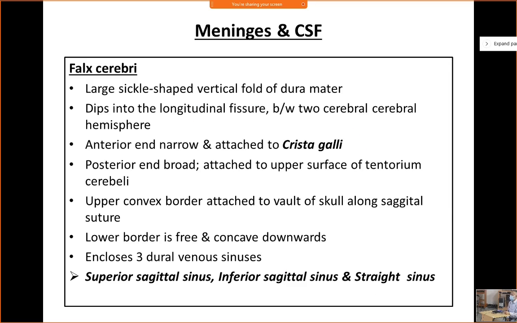Then the inferior sagittal sinus: along the inferior concave border also there is a space where the venous sinus is present, the inferior sagittal sinus. One more is the straight sinus: where the posterior border is attached to the tentorium cerebelli, there also there is a space occupied by a venous sinus, that is called the straight sinus.